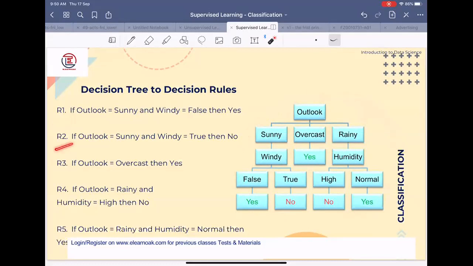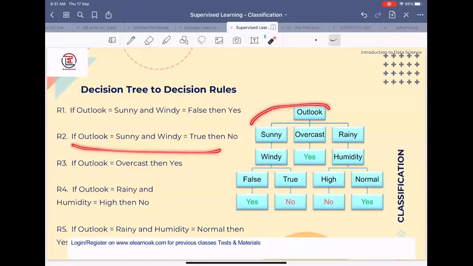Rule 1, rule 2, rule 3, rule 4, rule 5. How many rules will we have? As many as the number of leaf nodes. Rule 1 is for this path. It says if outlook is sunny and windy is false, then say yes. We'll play golf.